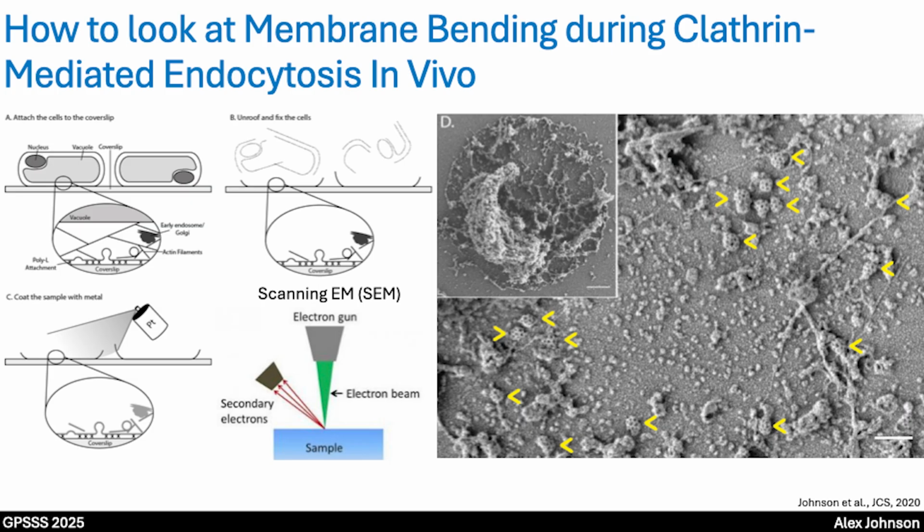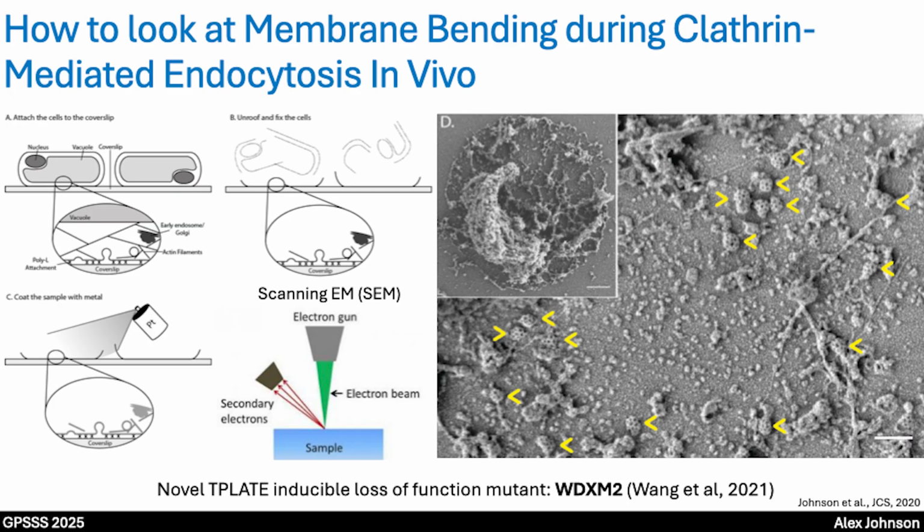So we know that clathrin has this very stereotypical pattern when it forms that looks like these little footballs. And so at the time we were working on this, Daniel Van Damme was also working on TPLATE, and he made this inducible loss of function TPLATE mutant, the WDXM2 line. So what we could do is make these cells induce the loss of TPLATE function, and then using this electron microscopy, we could actually see if we get these round structures or flat structures.